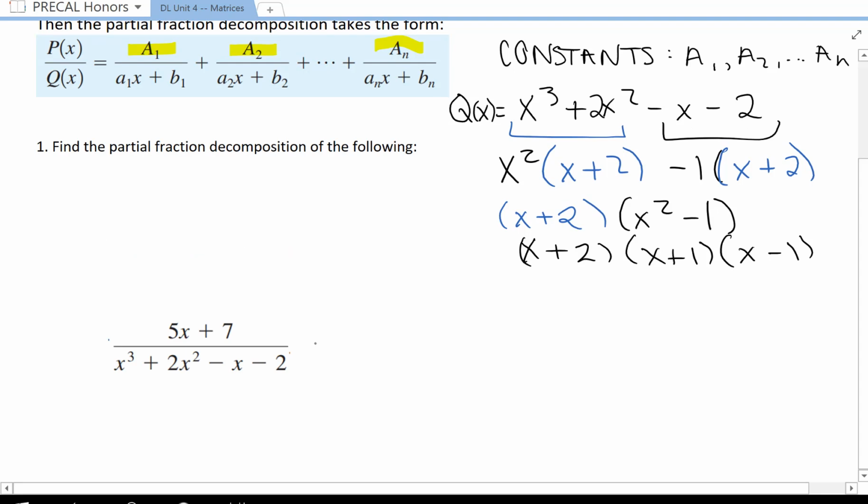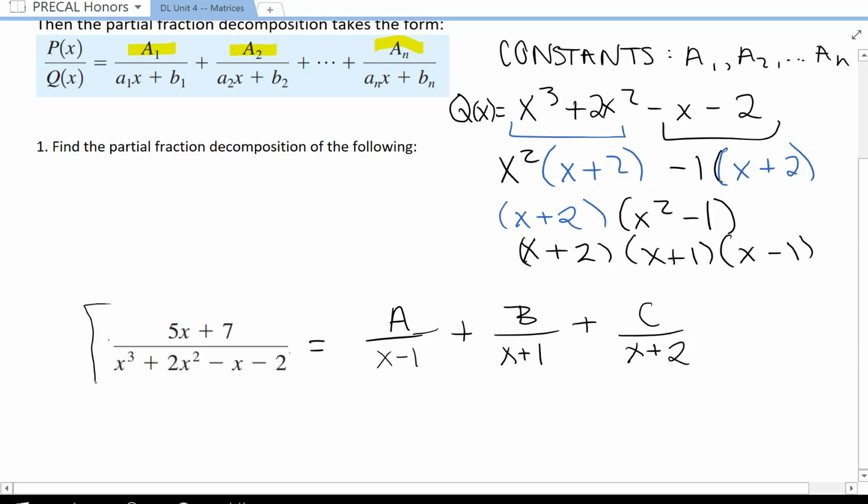So our decomposition takes the form A over our first factor, and it doesn't matter which order you put these factors in, honestly. I did them in a certain order in my notes and I want to follow along with that. So I'm going to put A over x minus 1 plus B over our second factor, or whichever factor you want, plus C over our final factor, x plus 2. This is the form that this fraction is going to take when we split it up.